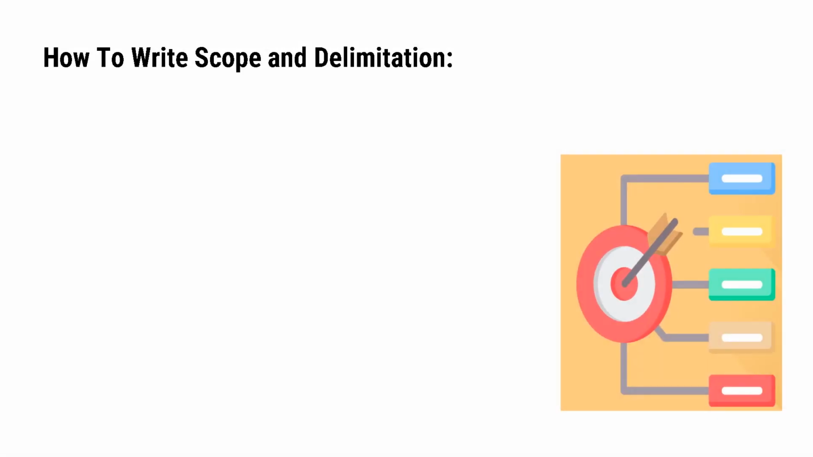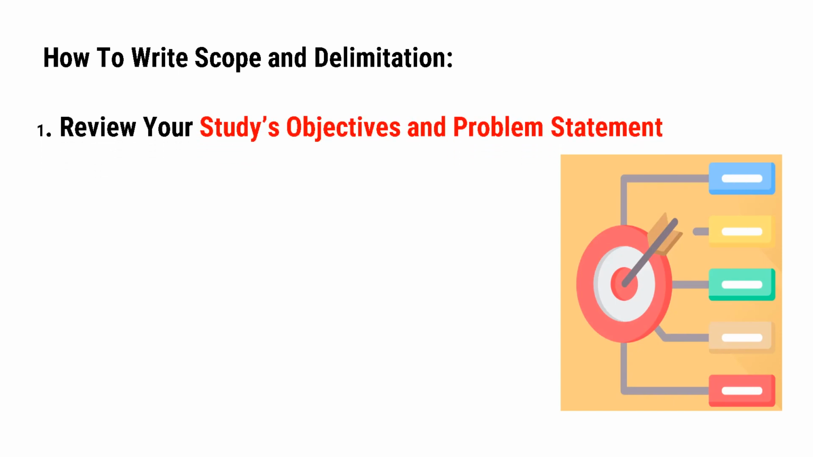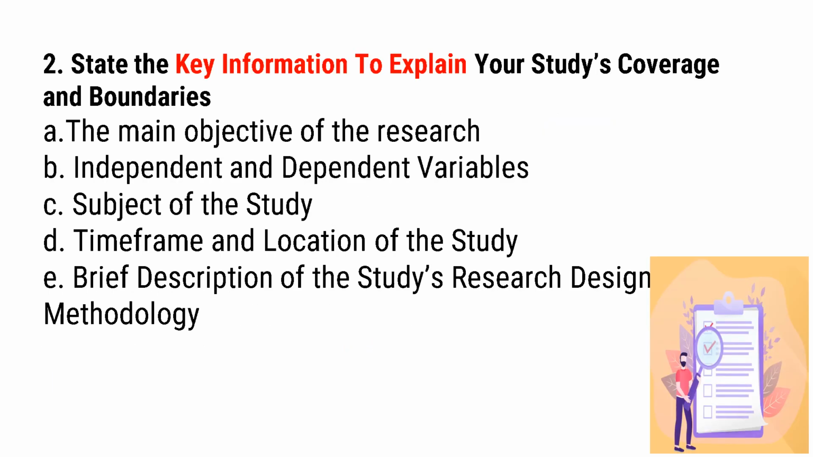So how to write scope and delimitation? Review your study's objective and problem statement. Always remember and be familiar with your research objectives or problem of your research. Your study's coverage relies on the objectives. Thus, you can only write this section if you're familiar with it. Furthermore, ensure that you understand the problem you owe to answer.